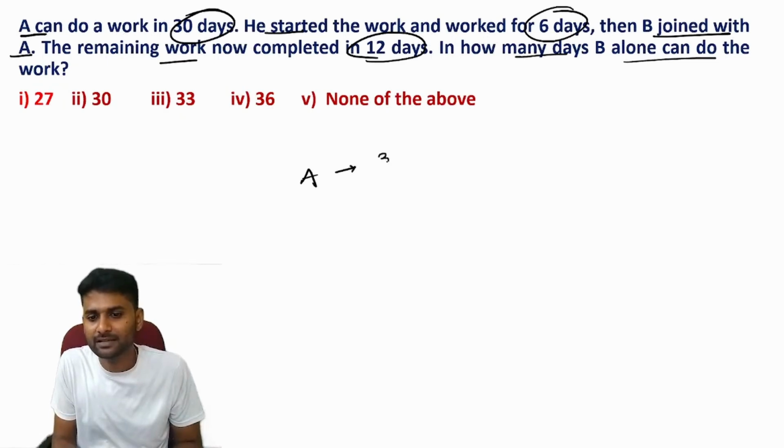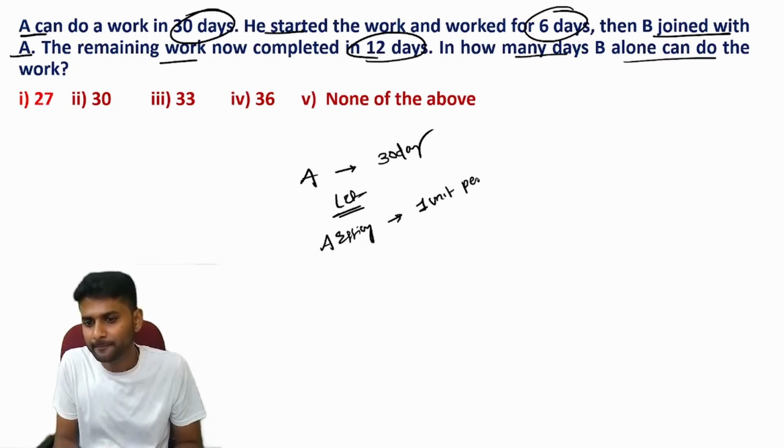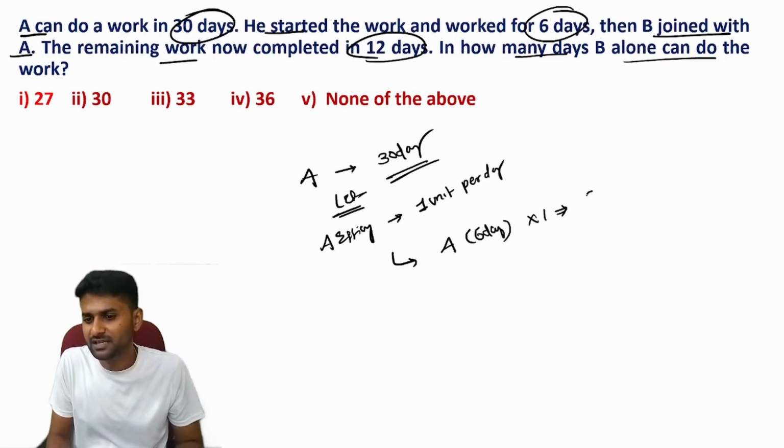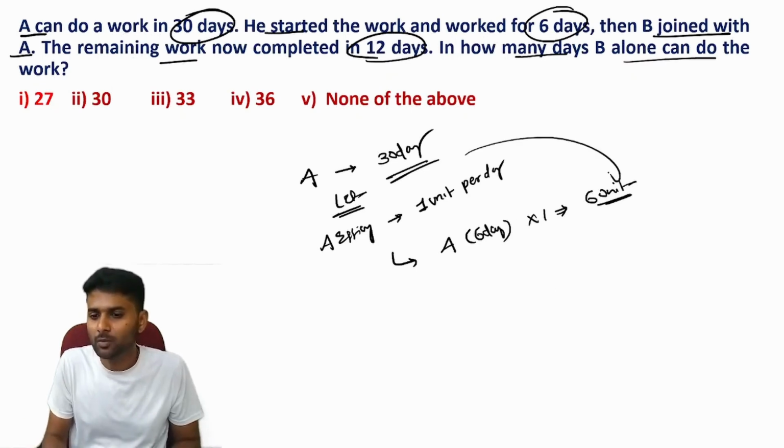See, A can complete the work in 30 days. Now let's take the data in this way. A's efficiency is 1 unit per day, so the work is completed in 30 days. According to the data, A works for 6 days. According to the efficiency, he will complete 6 units in 6 days. Now how much work is remaining? The remaining work is exactly 24 units.